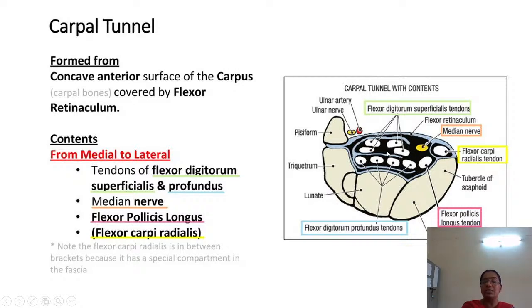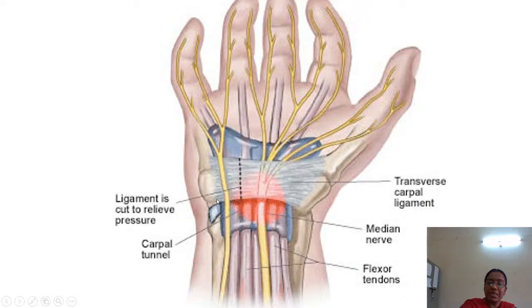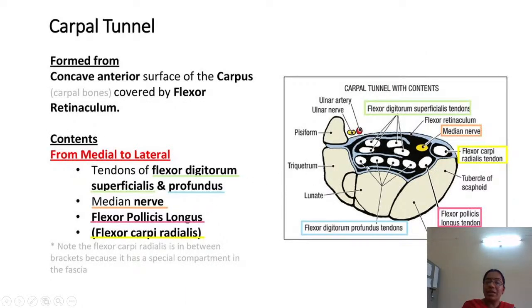So these are all the things which are passing through the tunnel, beneath the flexor retinaculum. From medial to lateral side, it is flexor digitorum superficialis, flexor digitorum profundus, flexor pollicis longus, flexor carpi radialis, and last but not the least, the median nerve. So these are the structures which are passing beneath the flexor retinaculum.